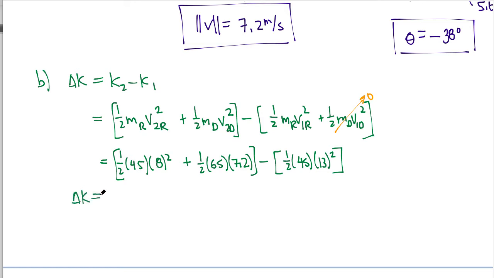So the change in kinetic energy of our entire system will be, oh, actually, don't forget this square, a change of negative 677.7, I won't round this for now, joules. And so that means we have lost some kinetic energy in the collision, which makes sense because human bodies tend to deform a little bit when they collide with things.